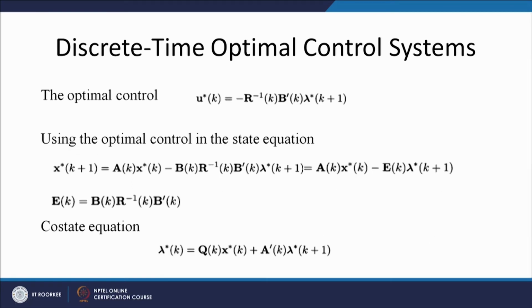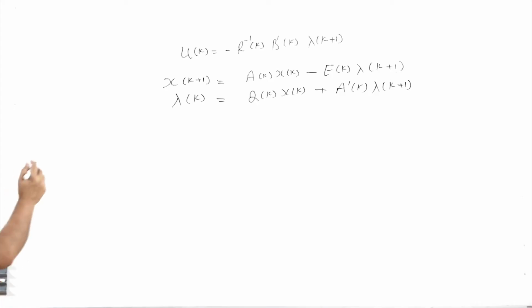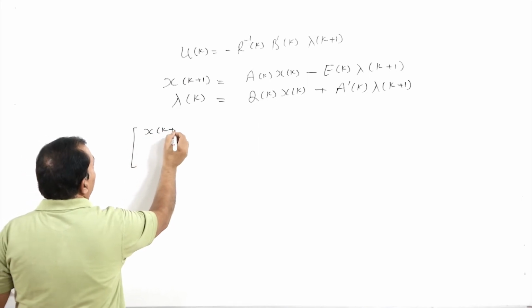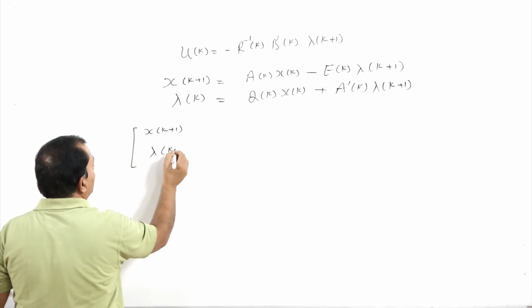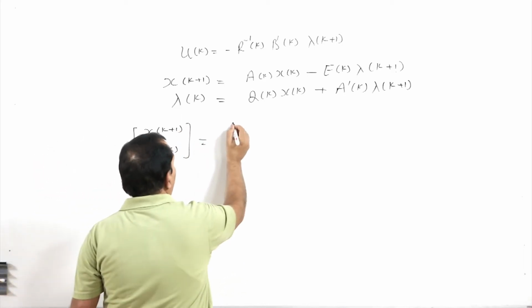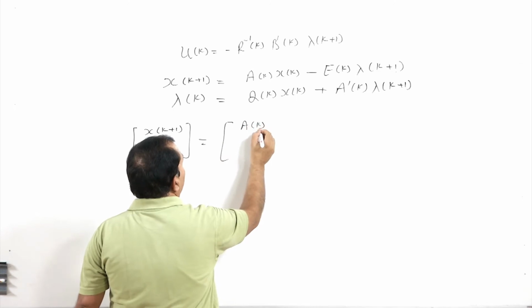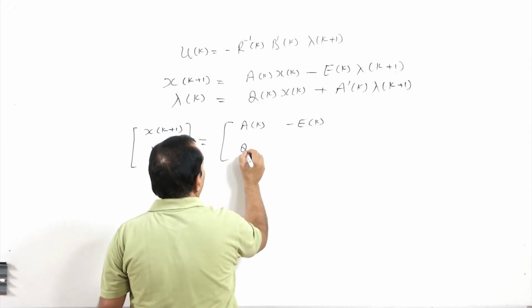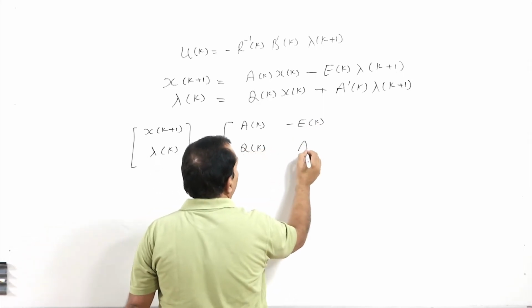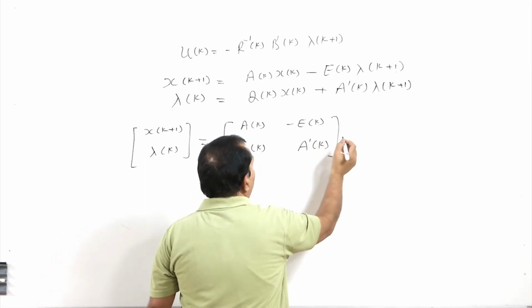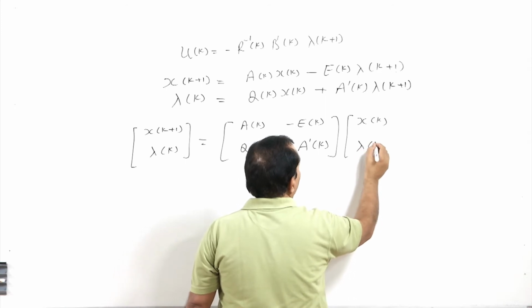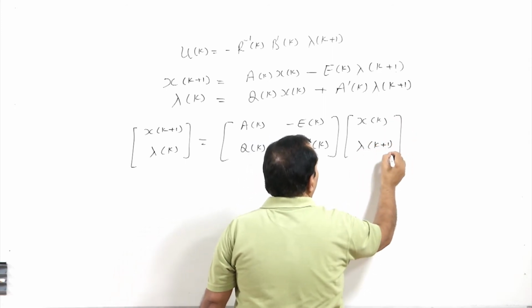Now, by combining these equations I can write my Hamiltonian system as x k plus 1, lambda k as A k, minus E k, Q k, A prime k, and this will be x k and this will be lambda k plus 1.